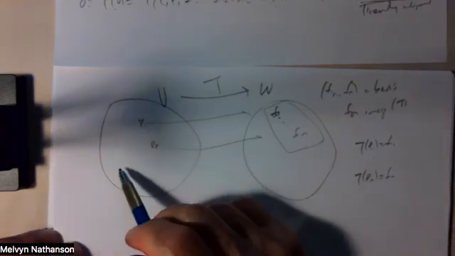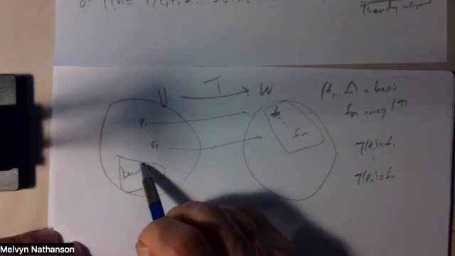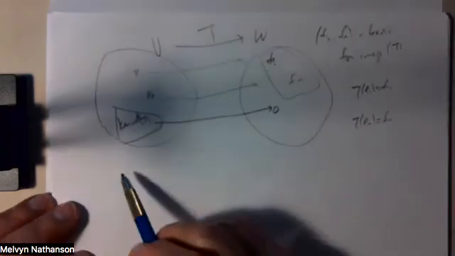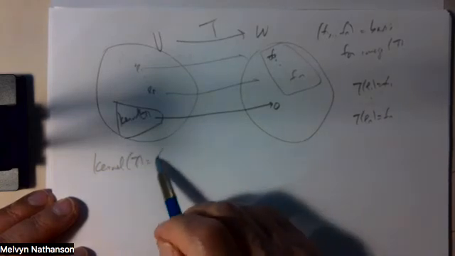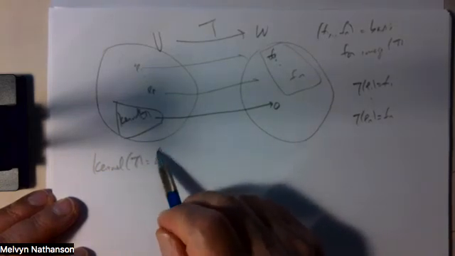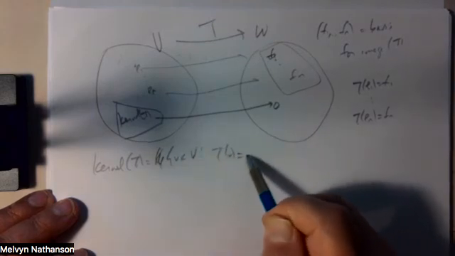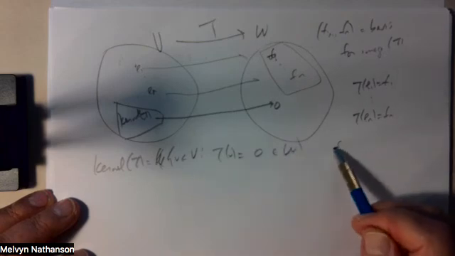But I also have over here the kernel of T. That's everything which gets sent to the zero vector. So the kernel of T is the set of all v in V such that T of v is equal to 0 over in W. And this is a subspace.